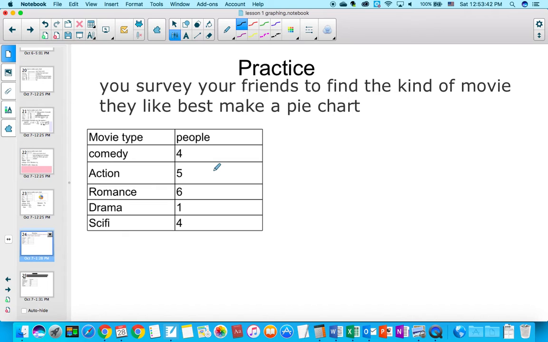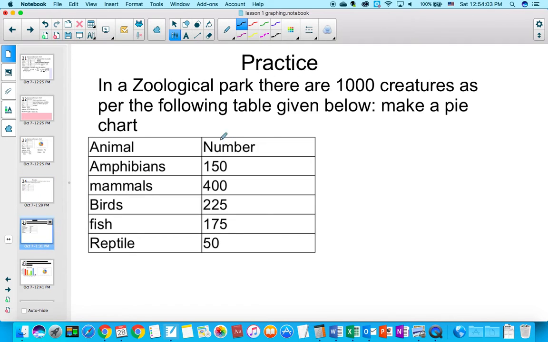So you survey your friends to find the kind of movie they like best, and you need to make a pie chart from that. So from here, you go comedy, action, romance, drama, sci-fi, and you make a pie chart based on the total number of people. So from here, we'll do this in class, and we'll cover that. Here, in a zoological park, there are 1,000 creatures as per the following table below. Make a pie chart from that. So we're going to be making pie charts in class, and we're going to be learning how to make pie charts from that.